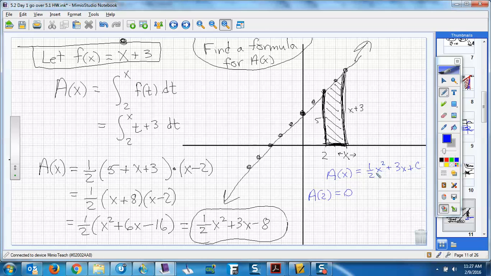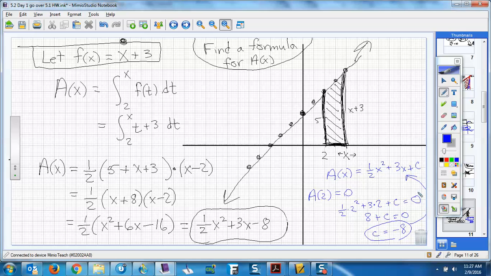So now what can we do? We can put a 2 in for the x. So we would get 1/2 times 2 squared plus 3 times 2 plus c, and we know that's got to equal 0. So that's 4 times 1/2 is 2. 2 plus 6 is 8. 8 plus c is 0. So we know c is -8. Sure enough, we could then take that right back up there. We could put that c in there, that -8, and there is our trapezoid equation we got. There's our antiderivative.